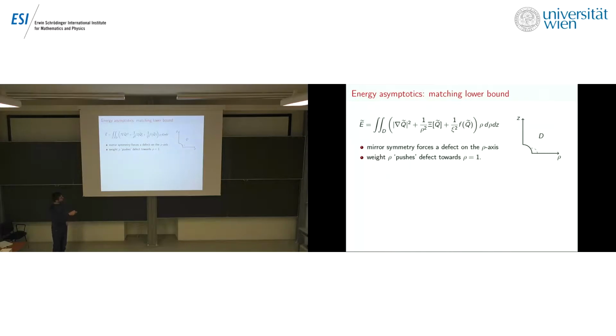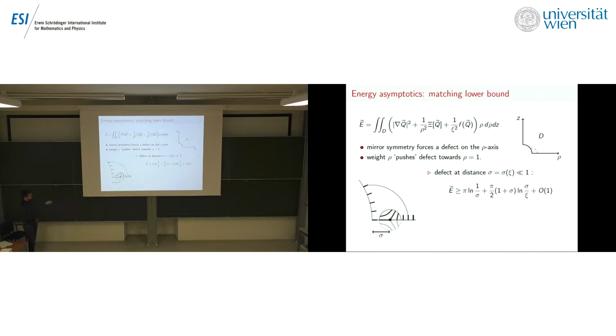But here you have anchoring conditions that force you to be in the plane, like this radial thing, and at infinity, you'll be orthogonal to the plane because you have your condition at infinity. So at some point in the middle, you have to change something, right? You have to have a defect. So that's why mirror symmetry forces a defect on this rho axis, right? So something will happen here. And then the idea, as I told you before, is that the weight rho should push your defect towards rho equal 1, right? So that's why, again, all the analysis for the lower bound will happen in that region here.